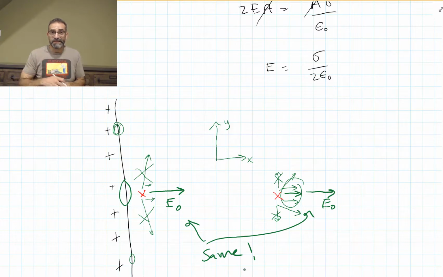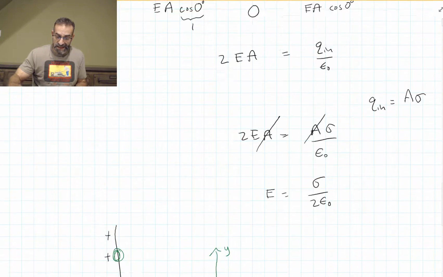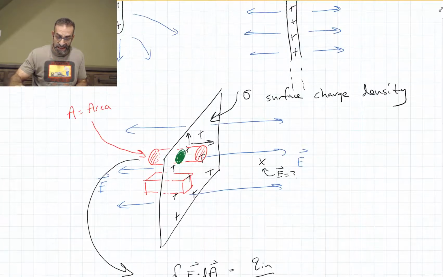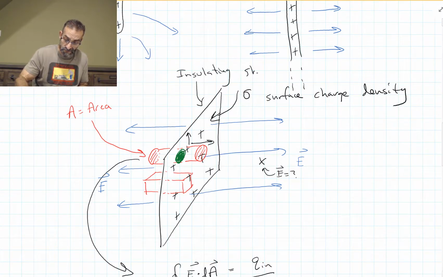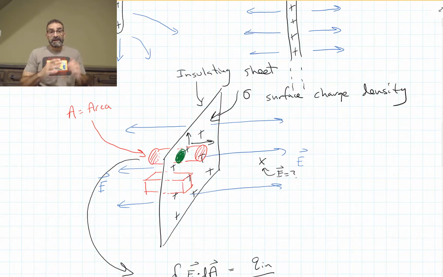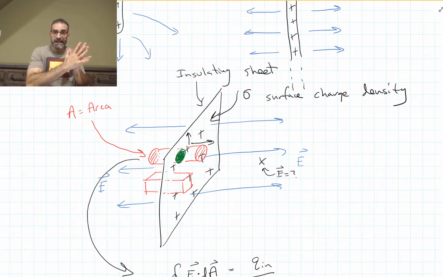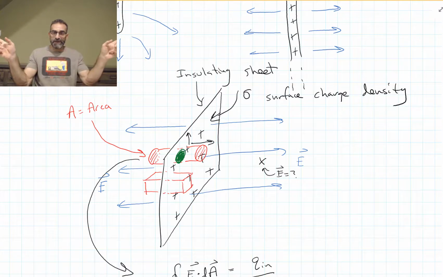I want to make one more point before we close out this video, and that is that this is an insulating sheet of charge. And if I take an insulator and I cover the side with charge, I get a certain sigma, and that charge stays there, and so that's the sigma I'm using. That electric field comes out in both directions, and I know what sigma is.